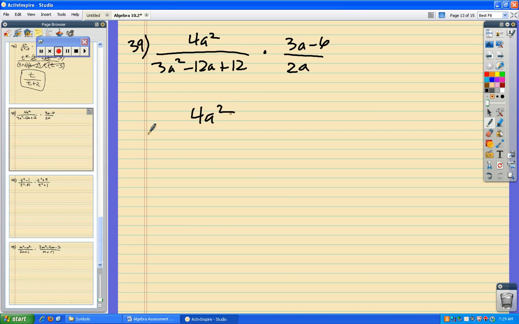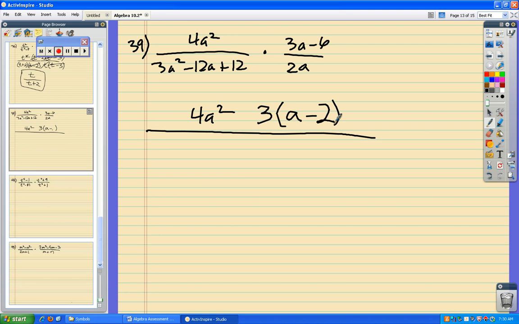4a to the second. This 3a minus 6, they do have something in common. Yeah, they have a 3. That leaves me with a in the first term minus 2 in the second. Okay, on the bottom, they have something in common, a 3. Now, as much as you want to go straight to the two parentheses, I would suggest that you go in little steps. That way you don't mess up on this. A squared minus 4a plus 4. And you still have the 2a.